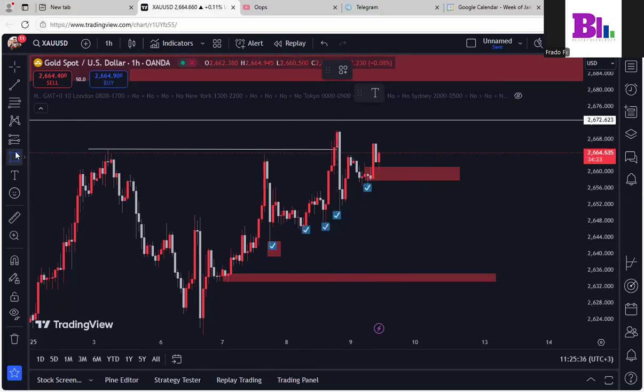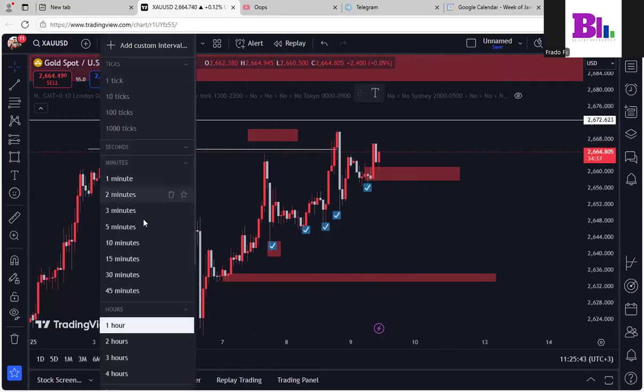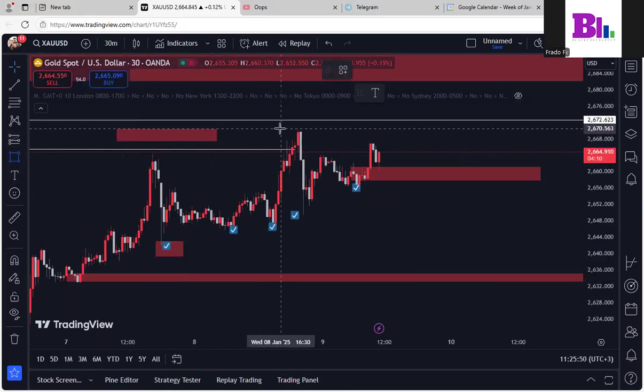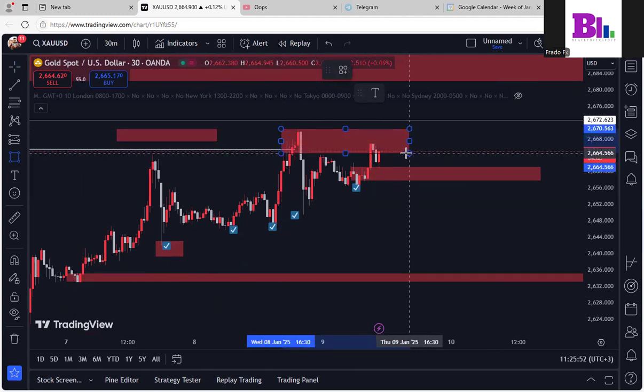Let me show you in a lower time frame here, 30 minutes. You can see this is our order block here. Very nice order block.